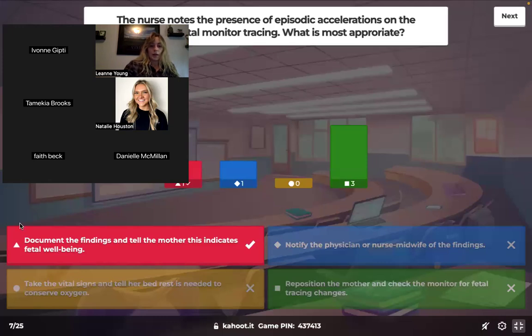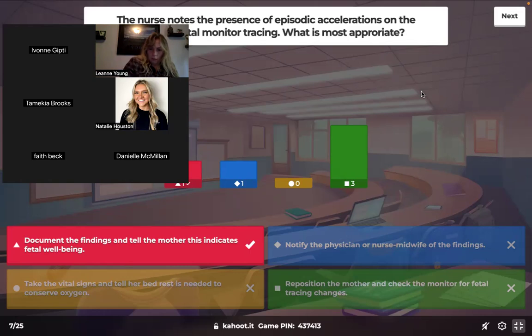So we want to be just documenting this. Accelerations, this episodic is probably what threw you guys off. This just means that it's occasionally. The baby is occasionally having accelerations. Accelerations on our fetal heart rate tracing are a good thing. We want to see those. That kind of goes back to that VEAL CHOP MIX. Accelerations are okay. We just continue to monitor the patient and we can document our findings.